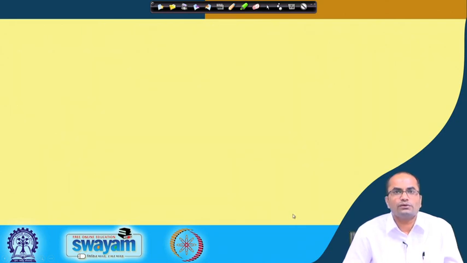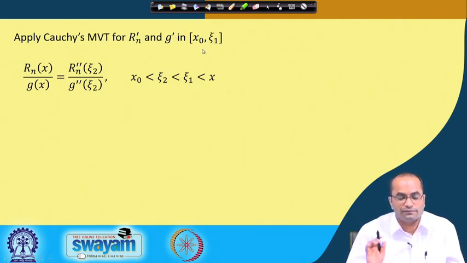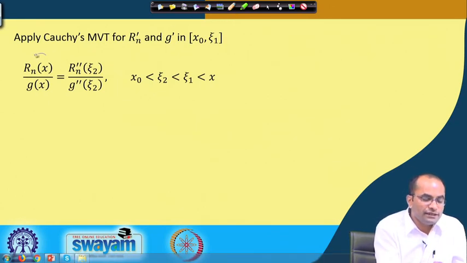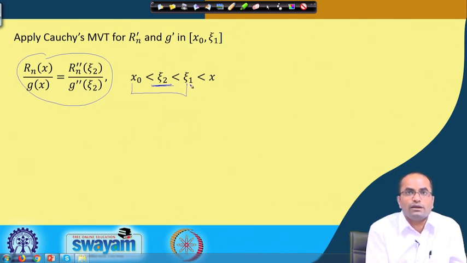We can continue this process. So, further if we apply again the Cauchy mean value theorem for the derivatives, R_n derivative and g derivative in the interval x_0 and xi_1. So, what we will get? We will get, because these first derivatives are also 0, simply this result that R_n(x) divided by g(x) is equal to the R_n double derivative over the double derivative of g, at some point in between this interval which we have considered from x_0 to xi_1.